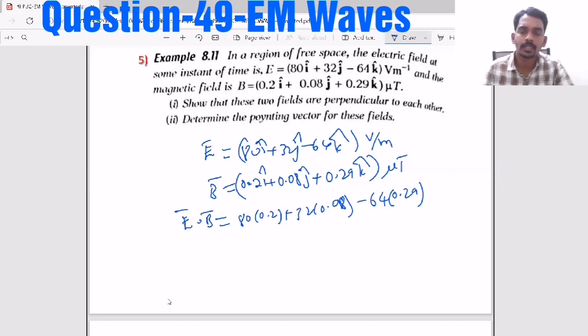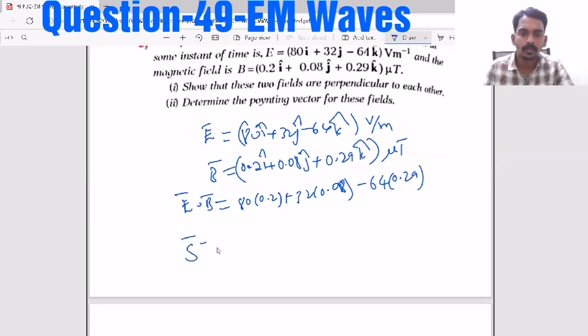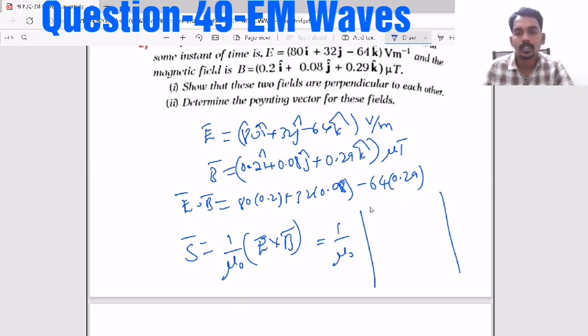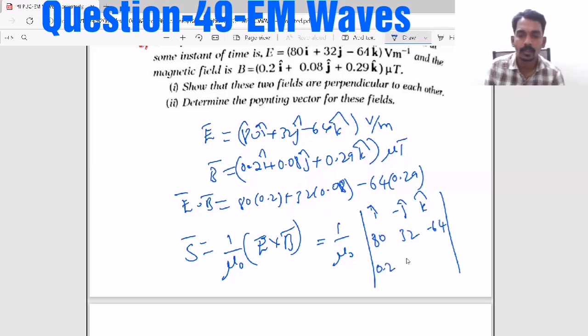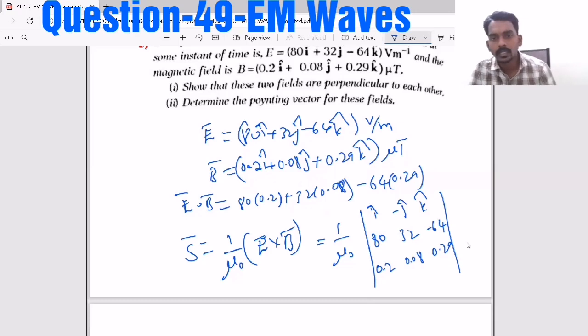Now determine the Poynting vector for these fields. The Poynting vector is 1 by mu naught into E bar cross B bar. Then you have to find the determinant using I cap, J cap, K cap, the same way we find a cross product. In the first row, we take the coefficients of E bar: 80, 32, minus 64. In the second row, we take the coefficients of B bar: 0.2, 0.08, 0.29. If you look at this question, the calculation is a little bit difficult, I mean lengthy.